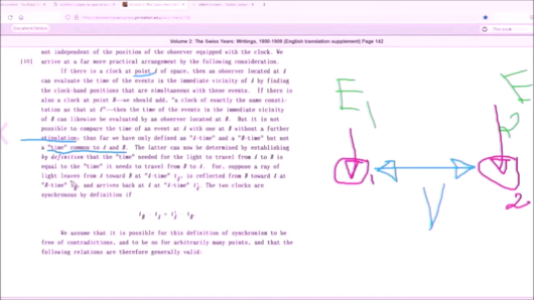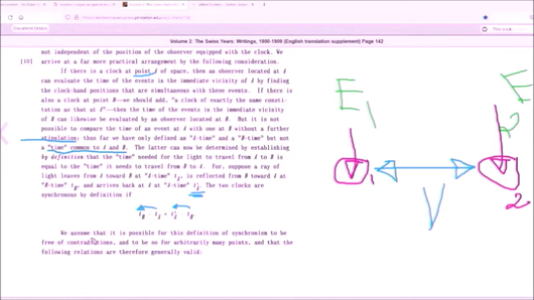For suppose a ray of light leaves from A towards B at A time, TA, is reflected from B at B time, TB, and arrives back at A at time T prime A. T prime A, which means because it started at TA and it came back, it went and it came back. The two clocks are synchronous by definition if it went from time A, it traveled to time B, so the difference to time B is longer, and it went from time B, it came back to time A. So from this equation, he is going to find the simultaneity.